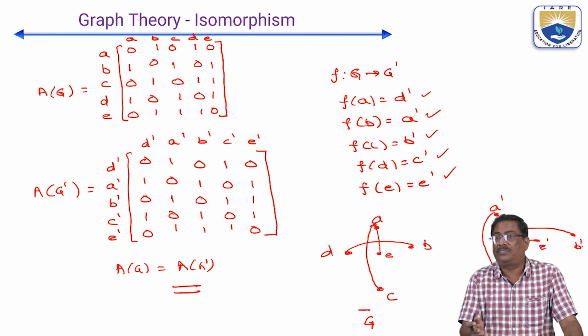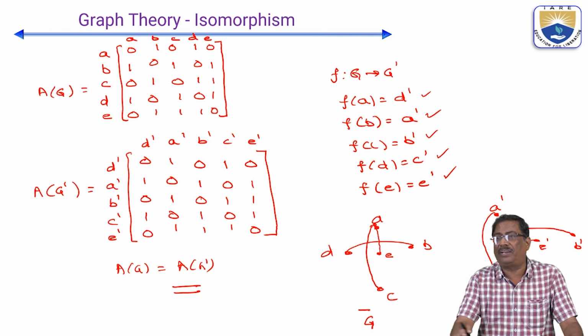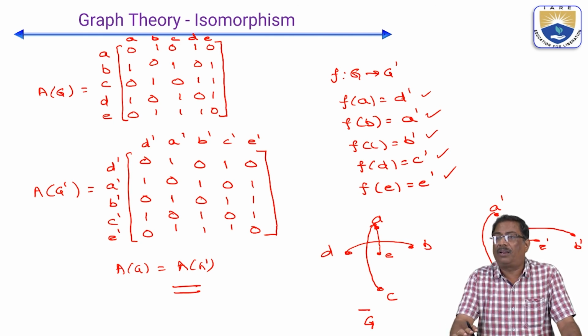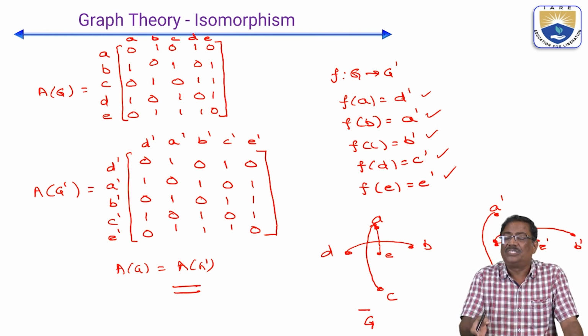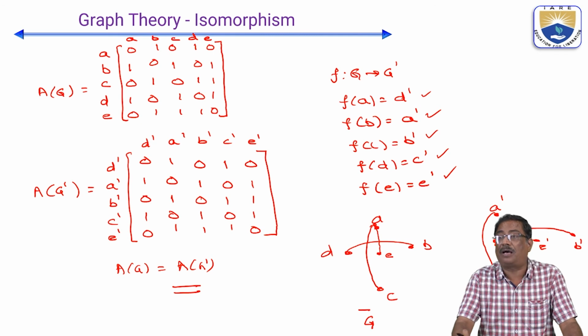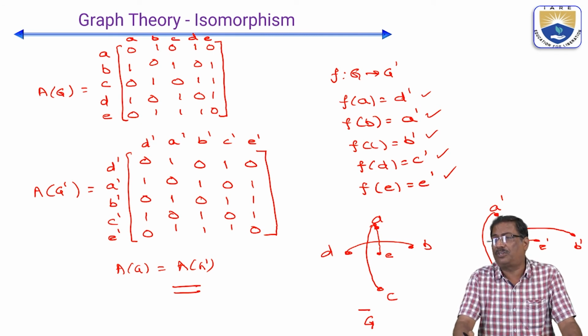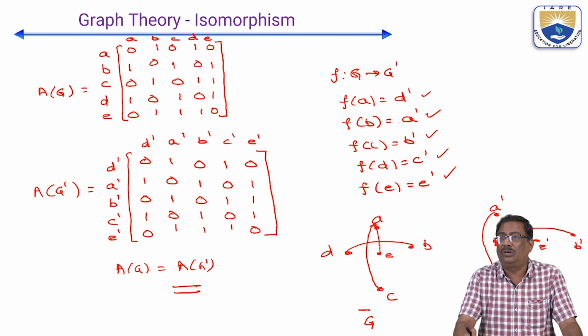Now, equal number of edges will be there, equal number of vertices will be there, there is no loop, and the degree sequence is also satisfied. Then we can say that G1 complement, G1 bar, is isomorphic to G2 bar.